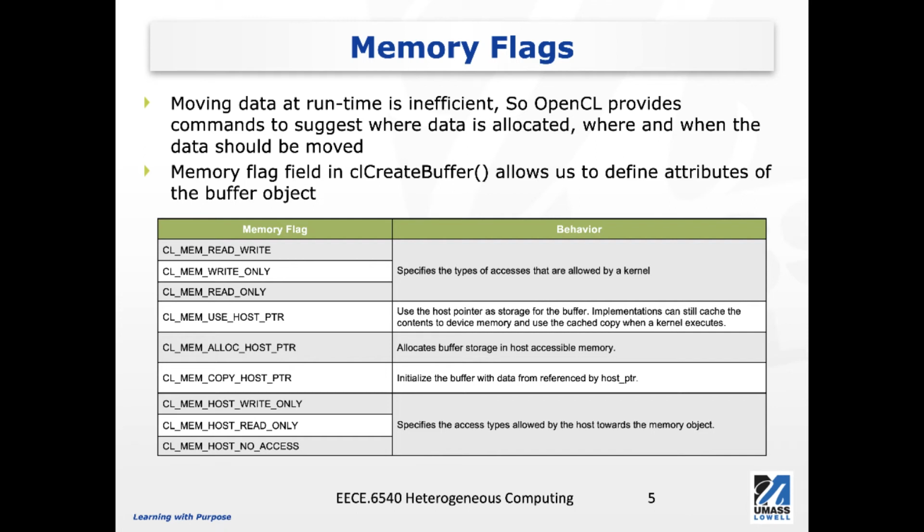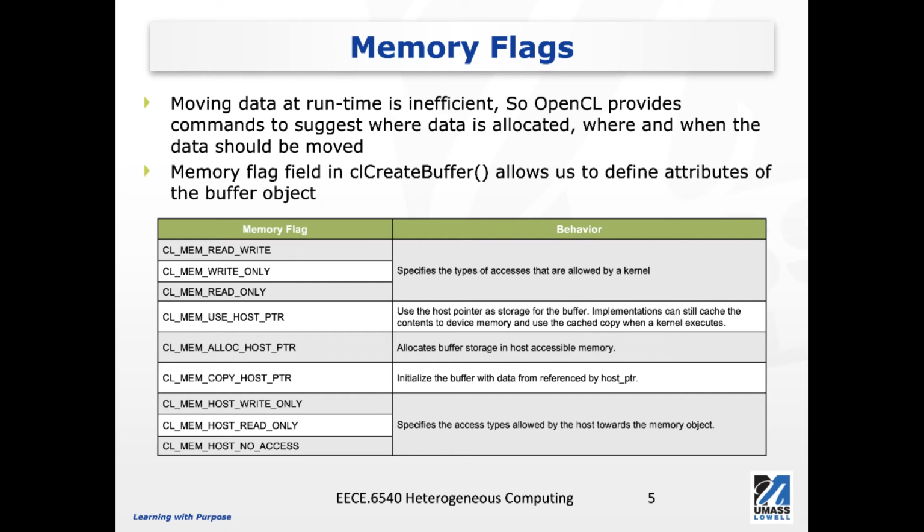The next few memory flags, for example, CL_MEM_USE_HOST_PTR. This is to tell the OpenCL runtime that we're going to use a host pointer as the storage for the buffer. So the buffer is going to be allocated in the host memory space. Although in real implementations, which depend on the vendors, the device can choose to cache the content to device memory if it turns out to be more efficient. And then kernels can use the cached copy on the device when a kernel executes.